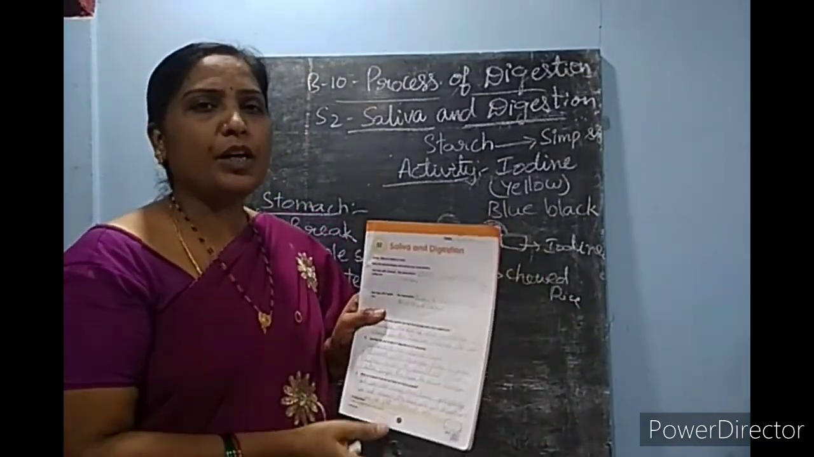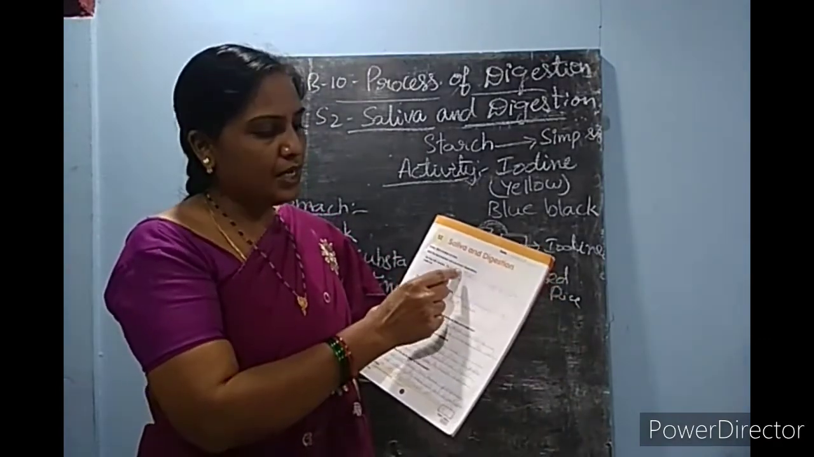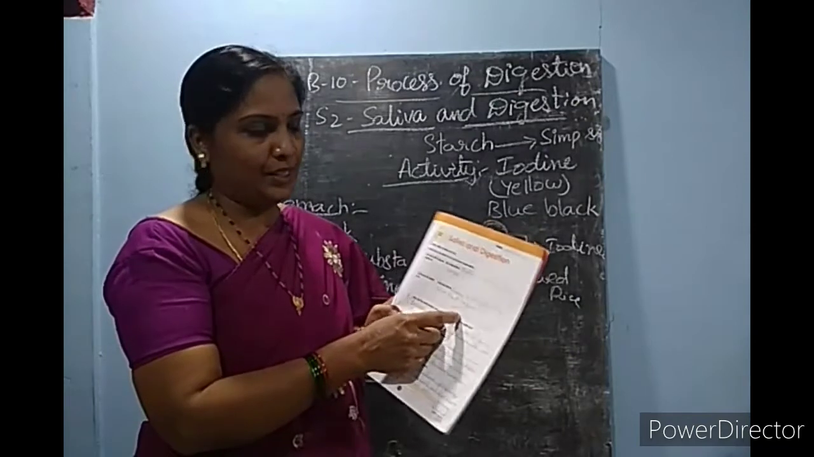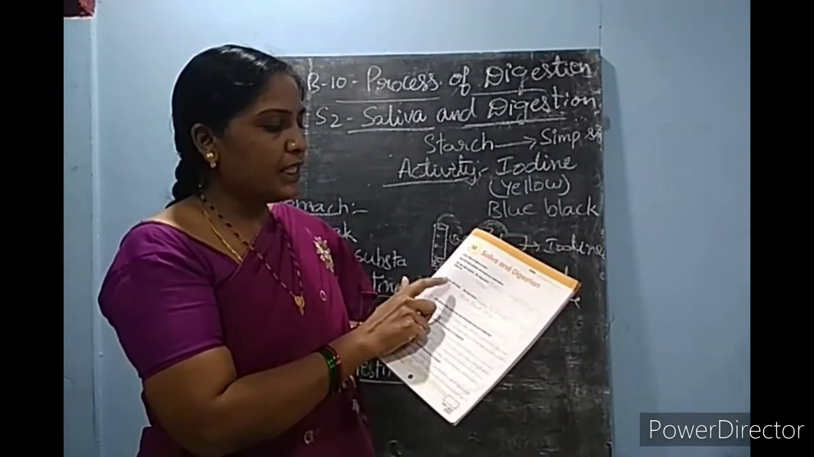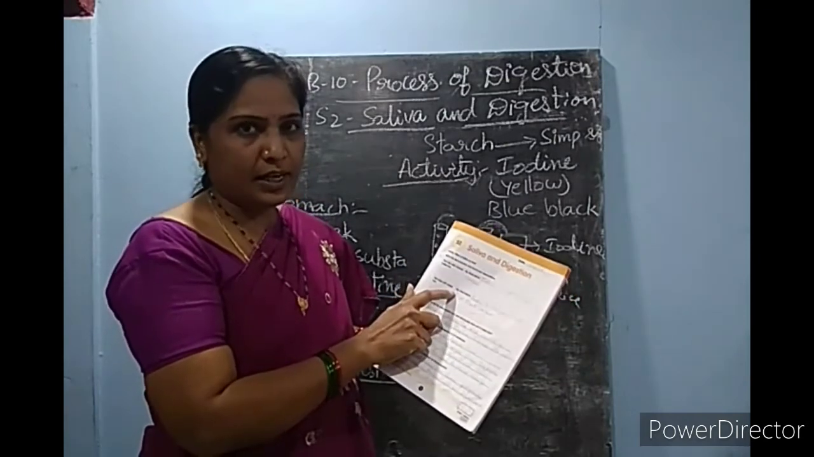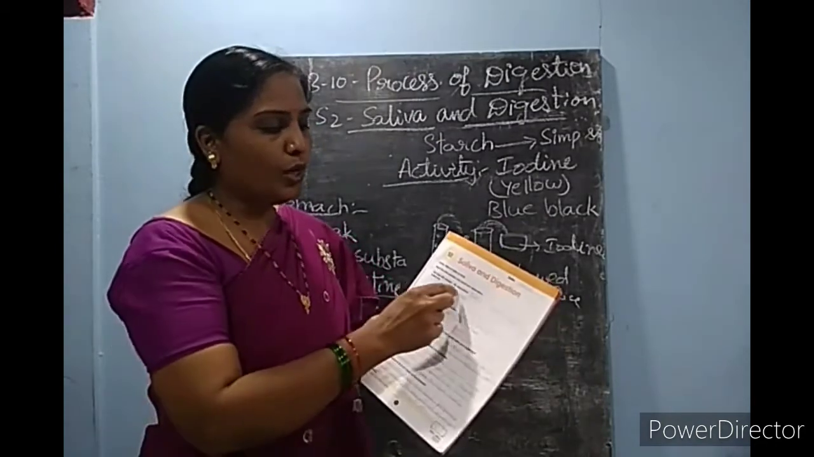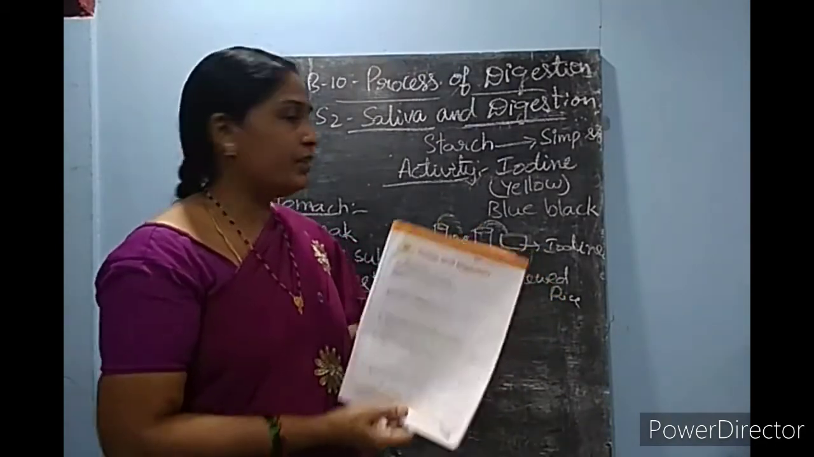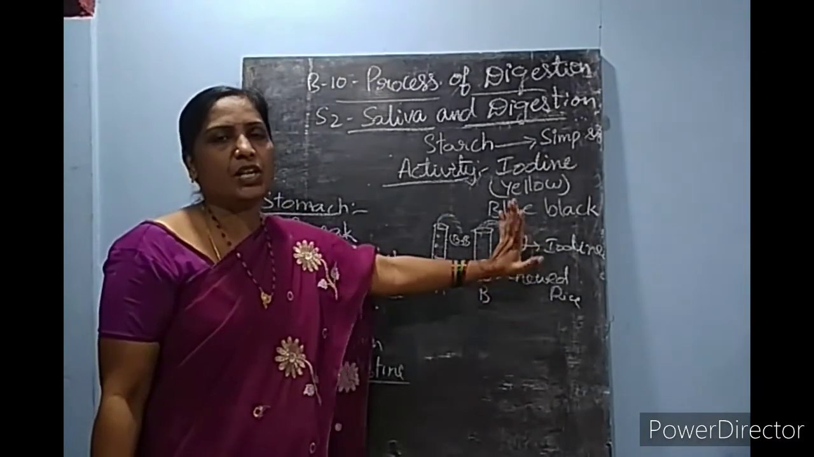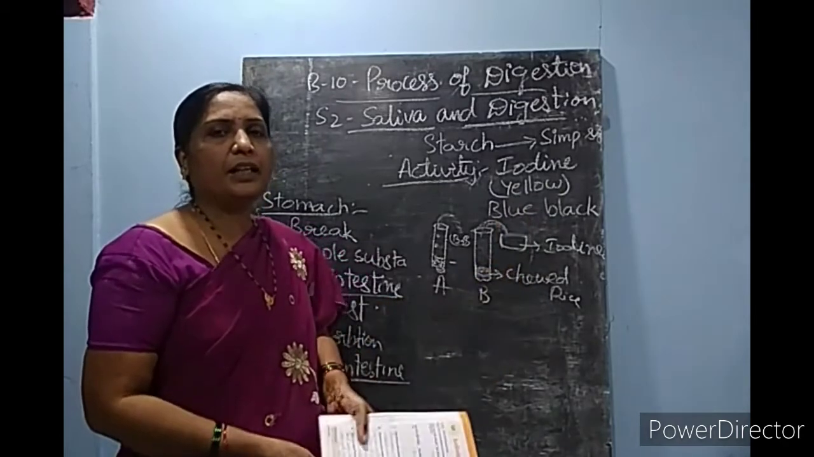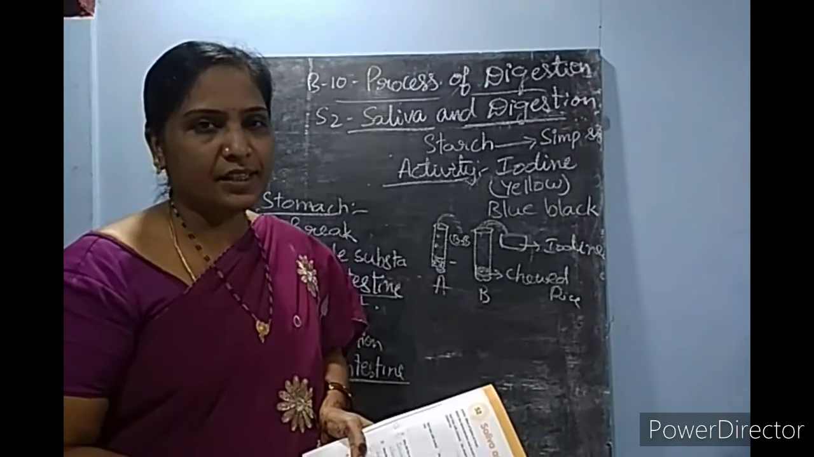Next, I told you to perform this activity and write your observations in these 2 columns: test tube with boiled rice, and test tube with chewed boiled rice. What happens? Write your observation. In the boiled rice, the color changes. In the chewed food, the color will not change. This proves that your saliva is changing starch into sugars.